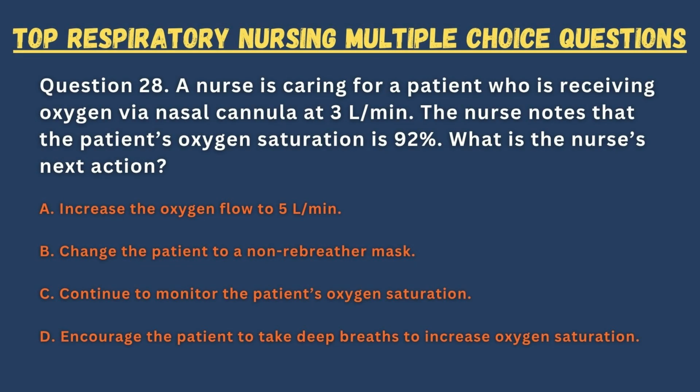Question 28. A nurse is caring for a patient who is receiving oxygen via nasal cannula at 3 liters per minute. The nurse notes that the patient's oxygen saturation is 92%. What is the nurse's next action? A. Increase the oxygen flow to 5 liters per minute. B. Change the patient to a non-rebreather mask. C. Continue to monitor the patient's oxygen saturation. D. Encourage the patient to take deep breaths to increase oxygen saturation.